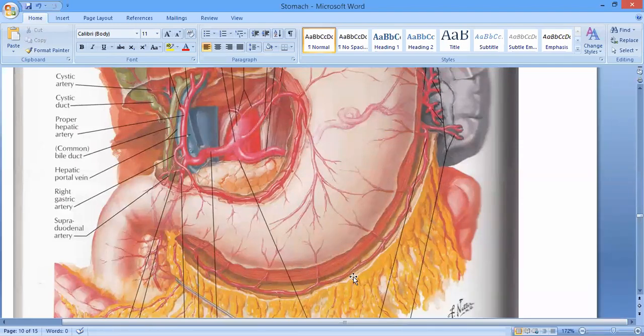Is there any problem? And as I told you before, these two vessels run in which omentum? In the layers of the greater omentum. Likewise, the other vessels run in the layers of the lesser omentum, right?